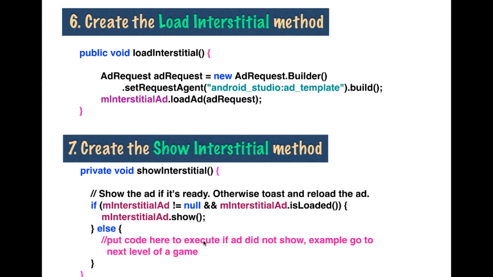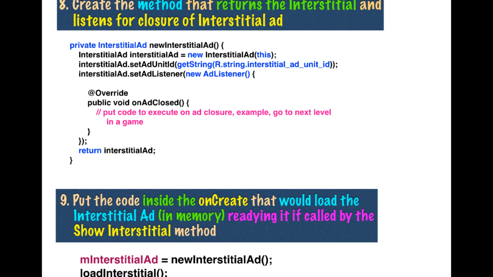The else is for when the show interstitial add did not show any ad. So you have to put your code here. Usually that's going to the next screen of your app or going to the next level of your app. So that's number 7. And we go now to number 8.